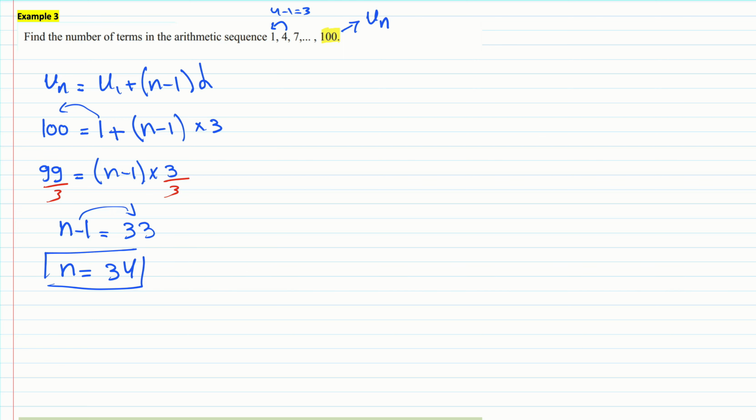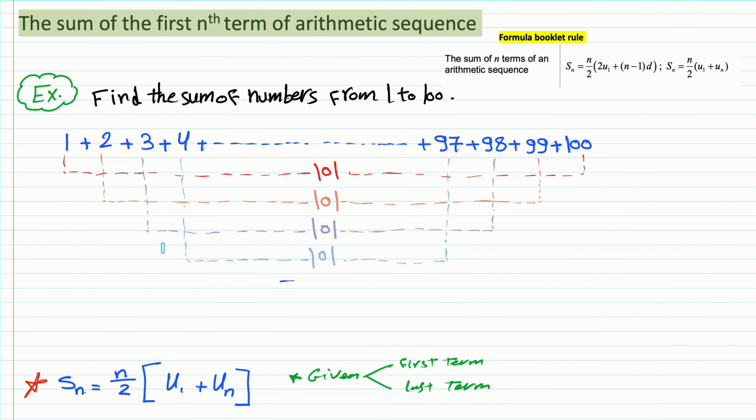So you have 34 terms in this sequence. Now we're going to talk about the sum of the nth term of an arithmetic sequence. The legendary example finds the sum of the numbers from 1 to 100. So if you want to add the numbers from 1 to 100 quickly, how do we do it?